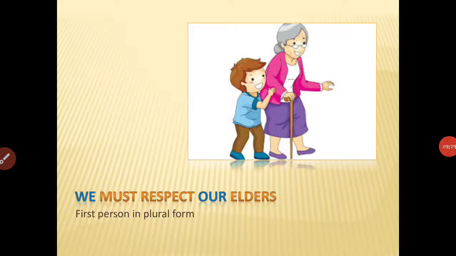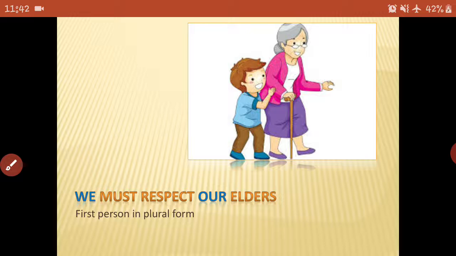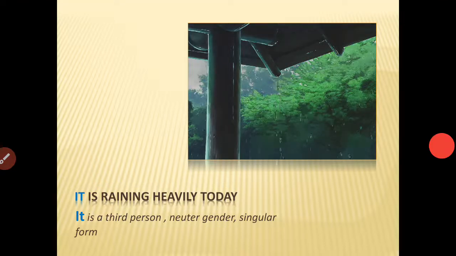We must respect our elders. Now here we and are representing first person in which form? Plural form. So you can identify here that we and are personal pronoun. Look at this picture very carefully and the sentence here.